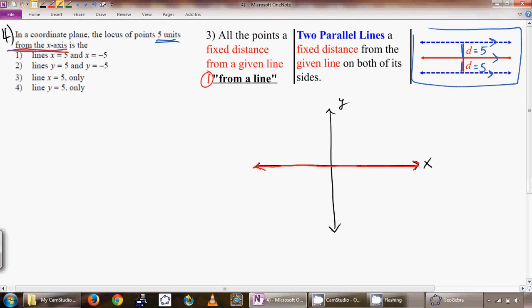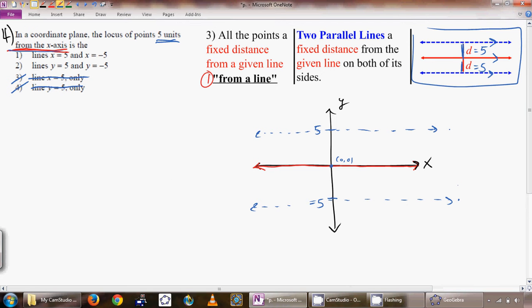So the x-axis, right, this point's 0, 0. So we're going to be 5 units above it. Be 5 units above. And also 5 units below. And we got to be parallel, so we're going to be horizontal lines. Okay? Horizontal lines. And we need to write the equations of these lines, and that's the tricky part. All right, we can immediately rule out answer choice 3 and 4 because they only have one line, and we know our locus is 2 lines.